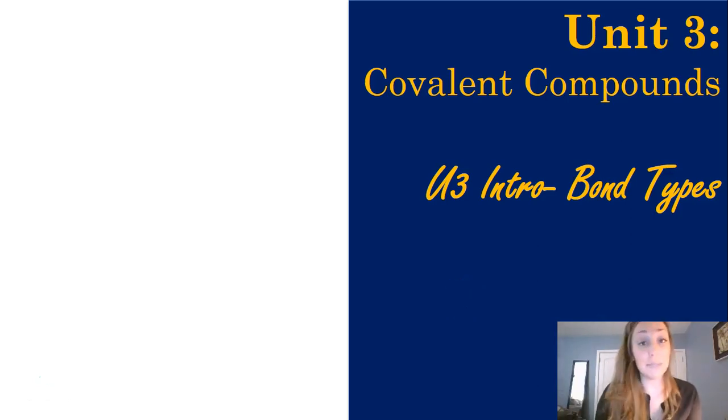So we're going to talk about types of bonds. We're going to first cover covalent bonds, and then in the next benchmark material, Unit 4, we'll go over ionic bonds. But first it's good just to know that there are different types of bonds. So the bonds that you're learning about aren't the only type of bonds out there.